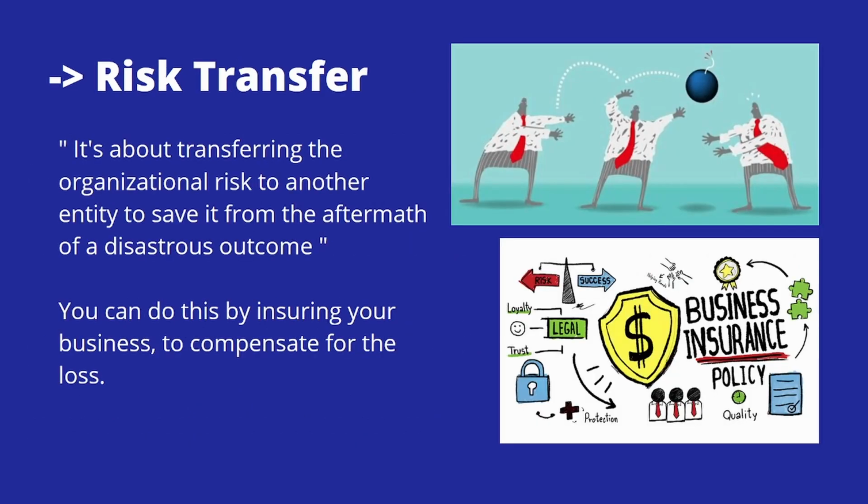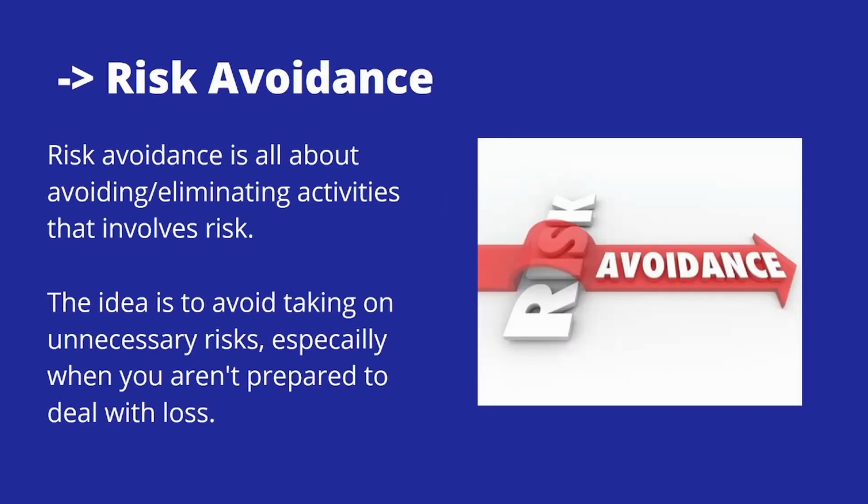Risk transfer. It's about transferring the organizational risk to another entity to save it from the aftermath of a disastrous outcome. You can do this by insuring your business to compensate for the loss in case of an adverse event. Risk avoidance. Risk avoidance is all about avoiding or eliminating activities that involve risk in the first place. The idea is to avoid taking on unnecessary risks, especially when you are unprepared to deal with a loss.